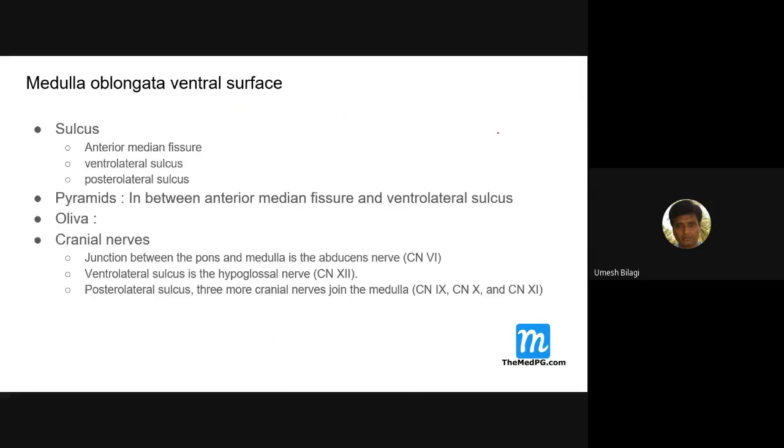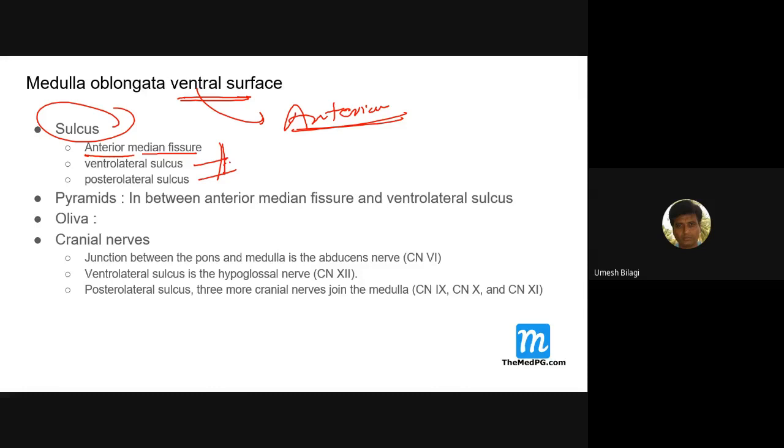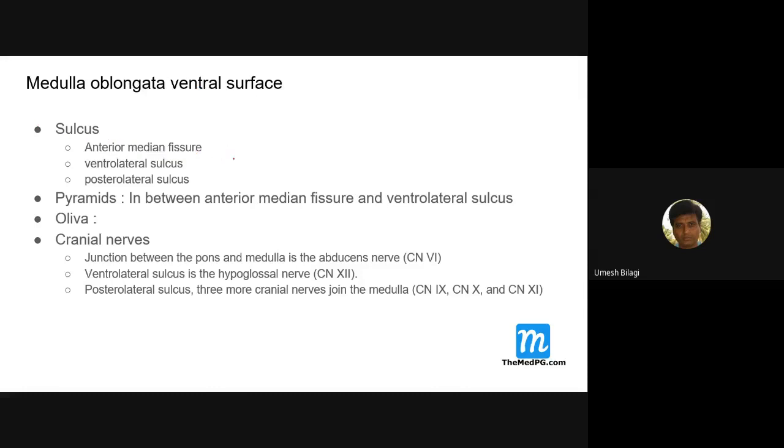I'll go to the next slide. Same thing I must have written here. Let us go through that. Medulla oblongata, that is the ventral surface. Ventral means anterior surface. There are three sulci here: anterior median, ventrolateral, posterolateral. There are three fissures or sulci on the ventral aspect of the medulla oblongata.